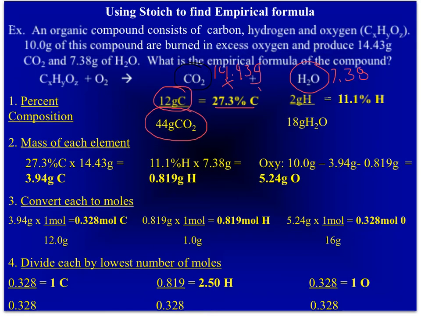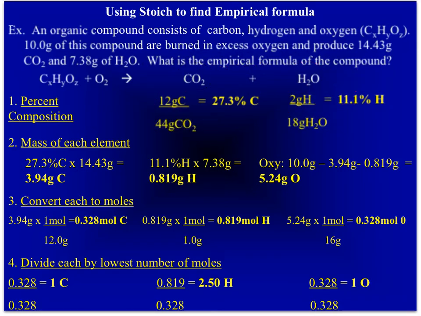And we'll do the same thing for water. Of every water sample, 2 grams of it is hydrogen, divided by the total of 18 grams. That means in every water sample, 11.1% of it is hydrogen. So if we multiply 11.1% by the grams of water, that'll give us the grams of hydrogen in there.